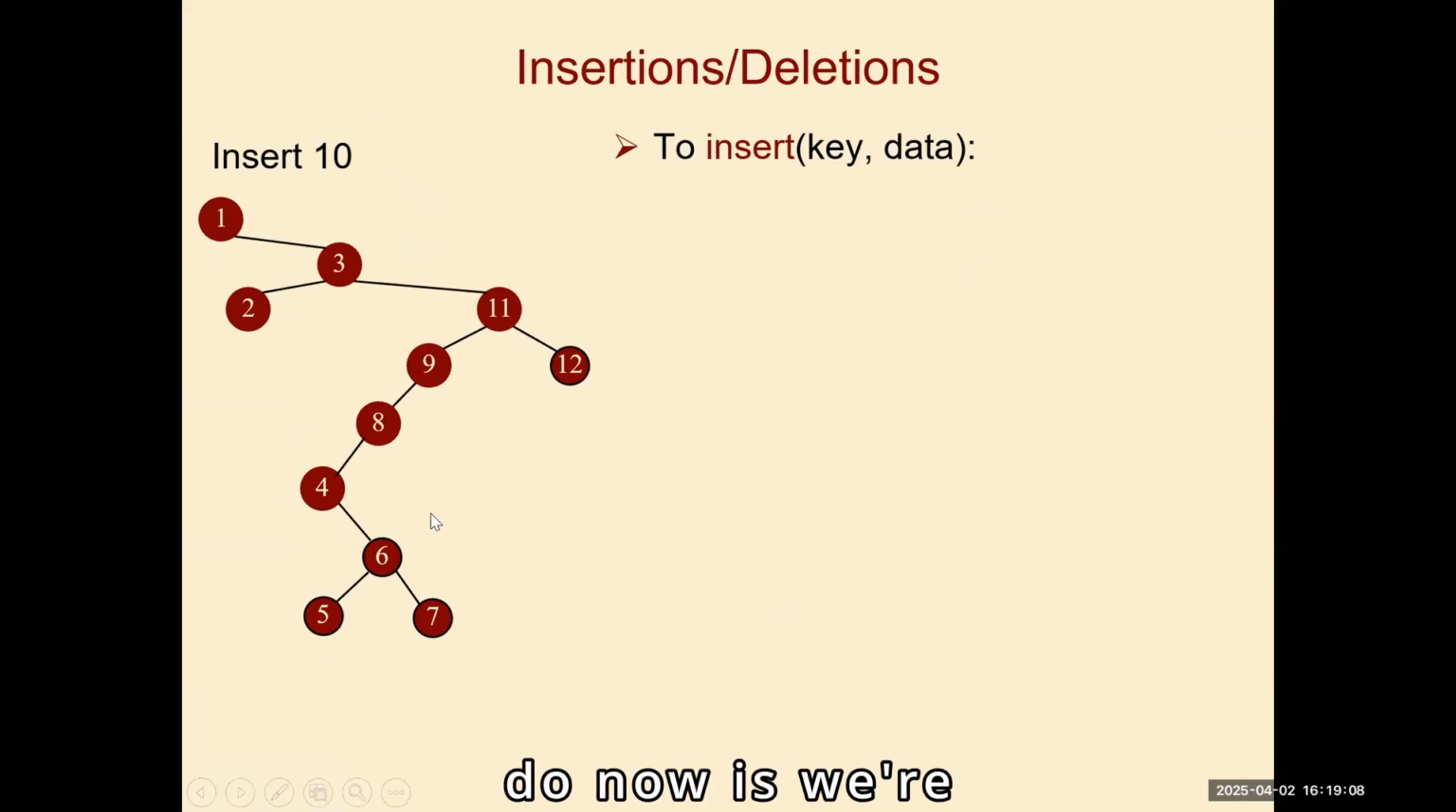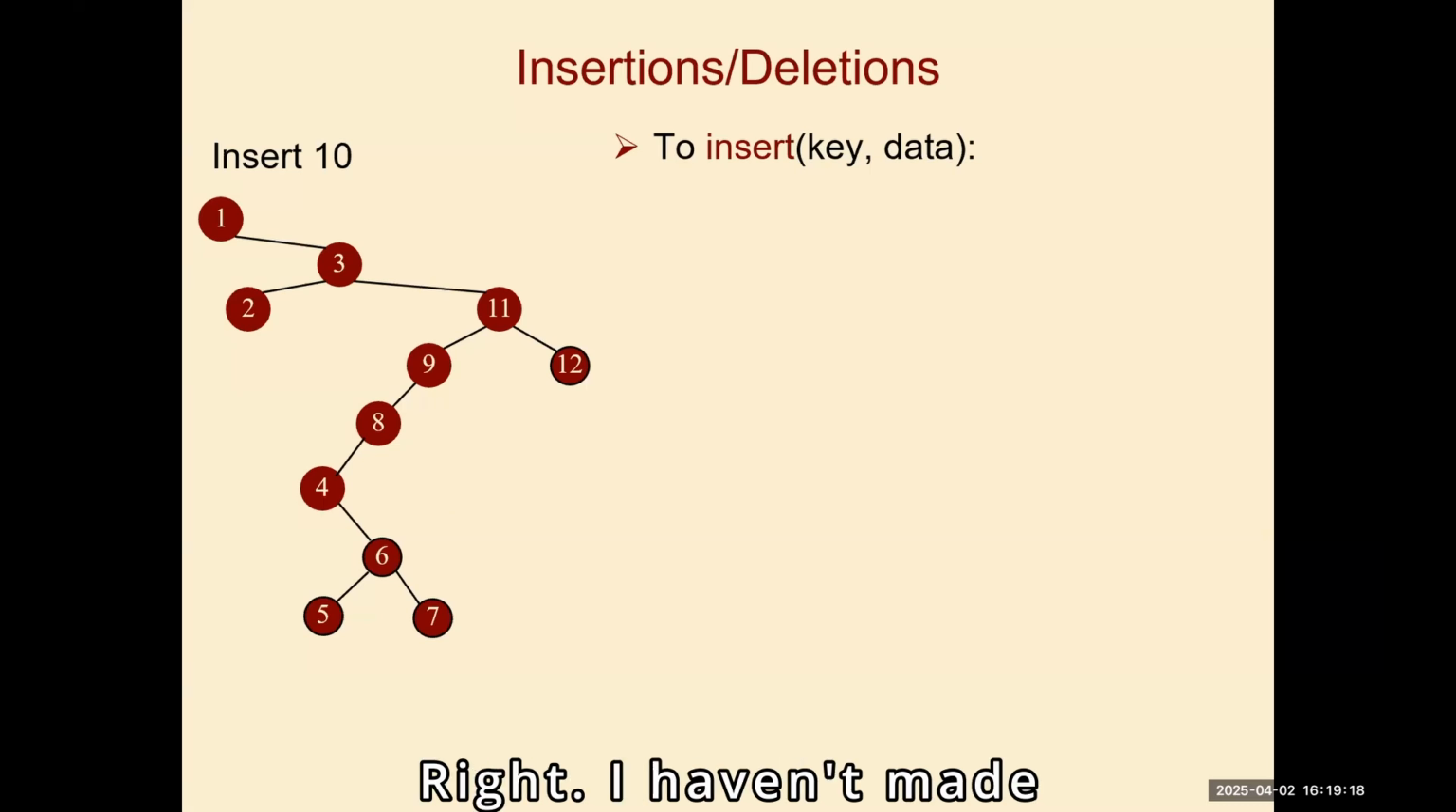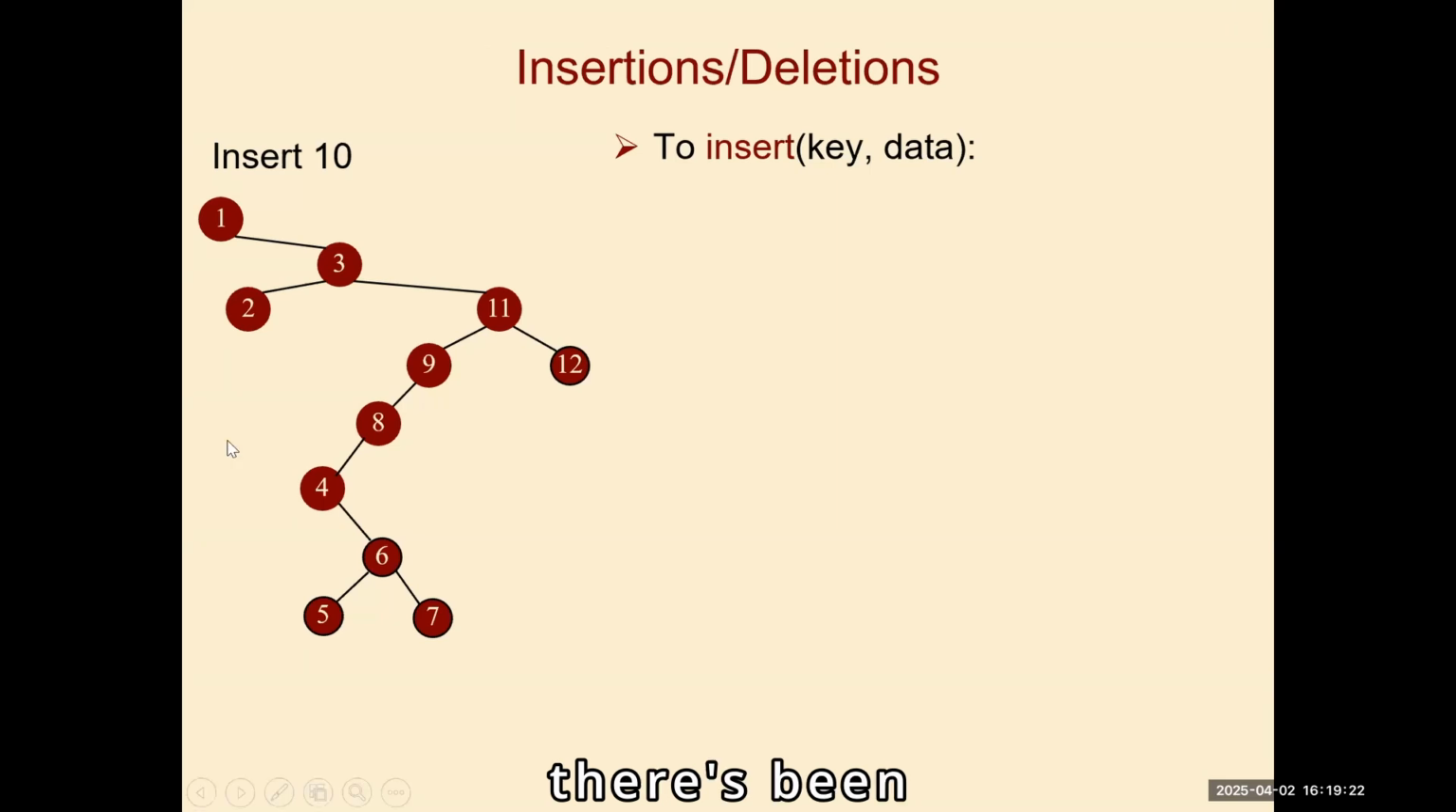What we're going to do now is we're going to talk about inserting, right? So, I mean, I can talk about what I've done on tests in the past, right? I haven't made up this test yet, right? In the past, there's been trees like this, and they've been binary search trees, and they've been AVL trees. What is an AVL tree? It makes it more or less balanced, yeah?